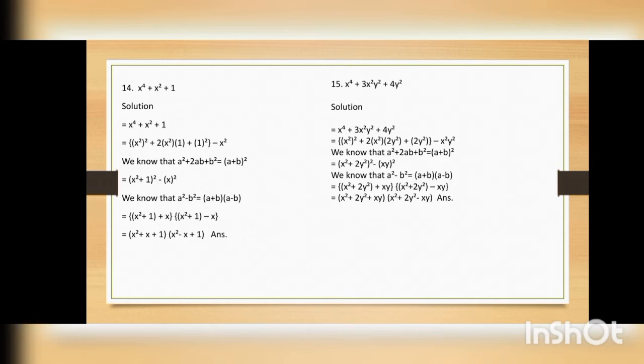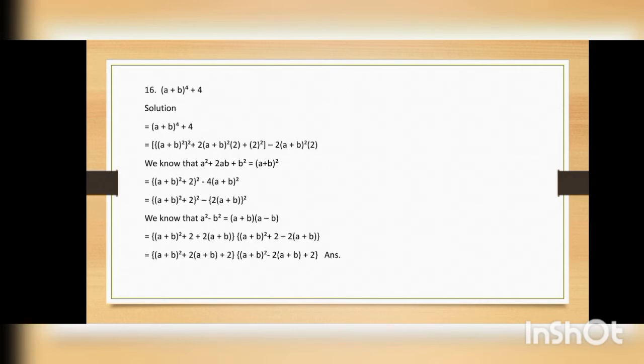Then we know that a square plus 2ab plus b square equals a plus b whole square. Our a equals x square, our b equals 2y square. So we have written x square plus 2y square whole square. Then we drew this minus sign, and we have written this x square y square as xy whole square. Now we know that a square minus b square, we can apply this formula here, which is equal to a plus b into a minus b. Our a equals x square plus 2y square, our b equals xy. So we have written this according to the right hand side of the formula. And in the last step, we just arranged these factors. So these are the required factors.